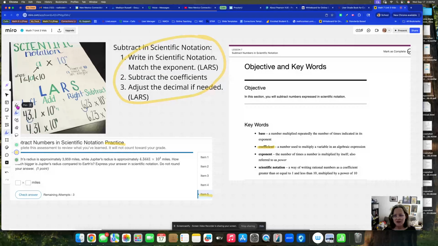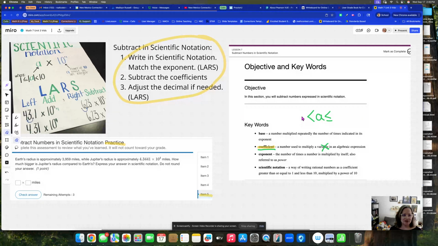All right, guys. So first of all, let's talk about this word coefficient. Okay, coefficient. It says a number used to multiply a variable in an algebraic expression. Okay, except in this lesson we don't have any variables. Okay, we do have some expressions. So when you're in scientific notation, okay, you're gonna have a number that is greater than 0, but less than 10, greater than or equal to 1, but less than 10.